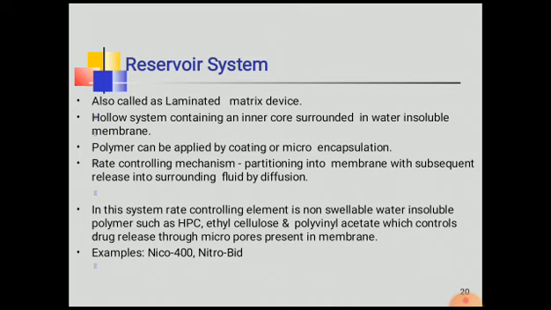Here the last coating material we are using is a water insoluble polymer such as HPC, hydroxypropyl cellulose or any cellulose derivative, or PVC or PVA we can use. What is the pore size of this membrane, what is the concentration of the polymer, what is the thickness, and how many layers we are coating, depending on this we can get to know how much rate control of the drug there will be, that is, at what rate the drug will be released. These are the main elements. Examples are Nico 400 and nitrobate.